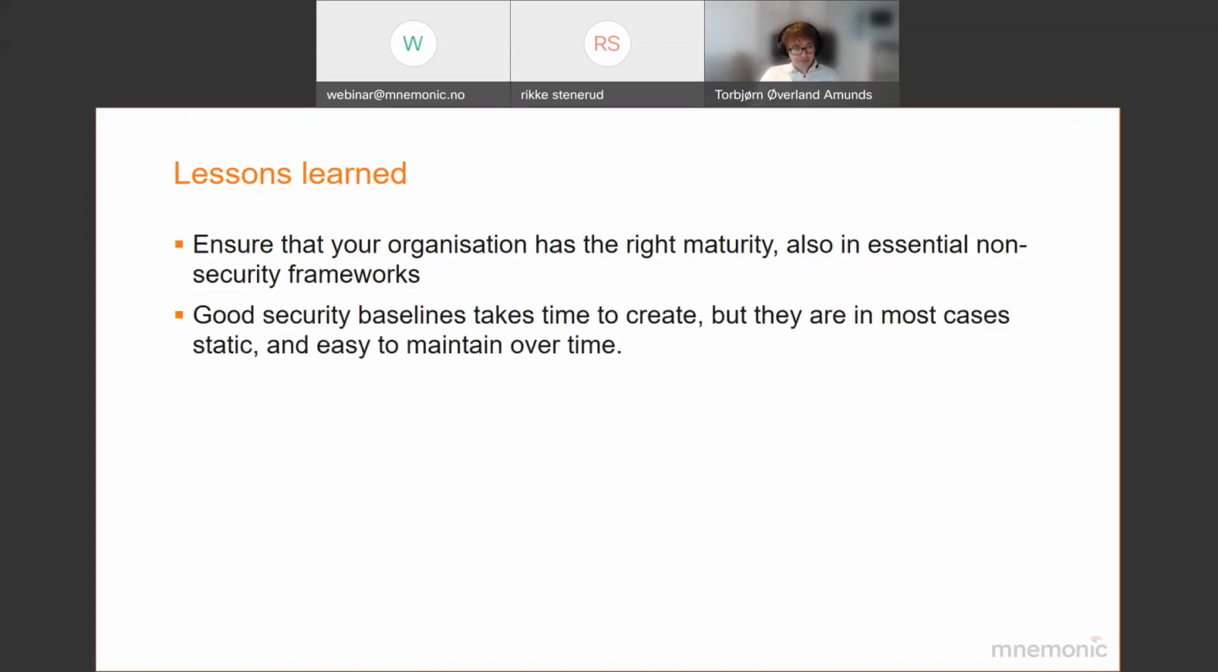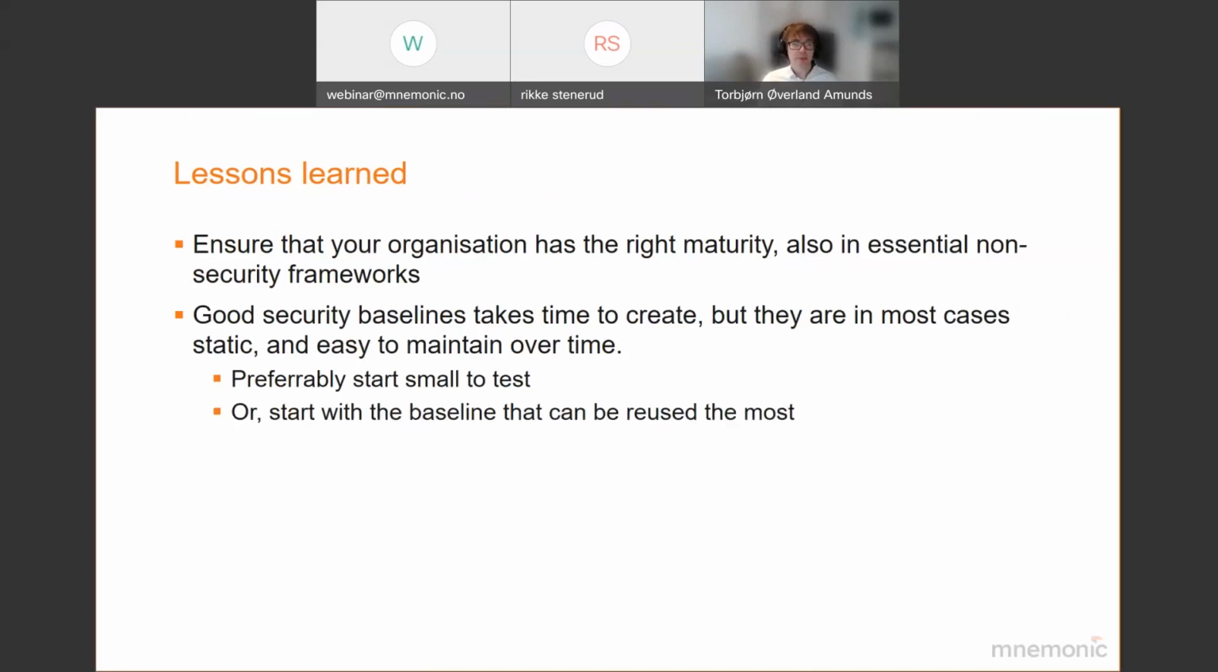The second lesson learned is that good security baselines take time to create, but they are in most cases static. So when you have created them, they become pretty easy to maintain over time. So there's a really good time saving. If you decide to go down this road, then preferably start small to test, or start with the baseline that can be reused the most. So basically going for a low-hanging fruit strategy.